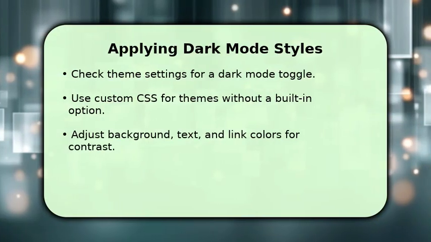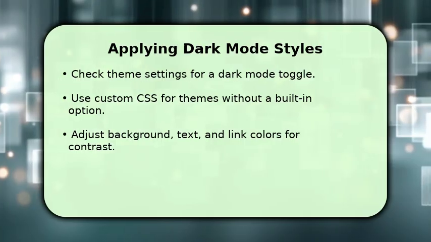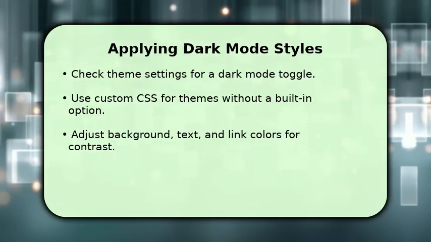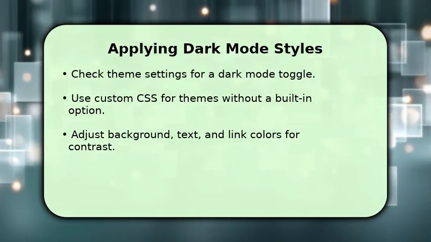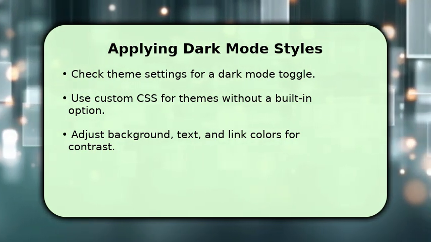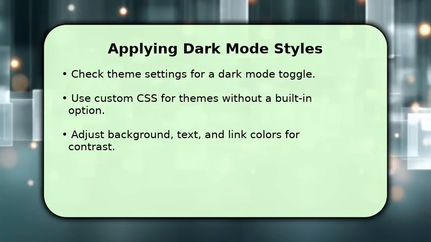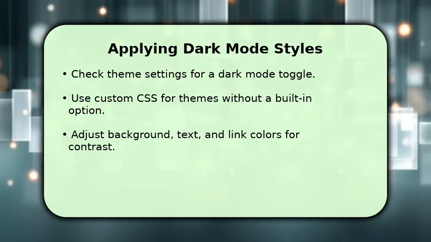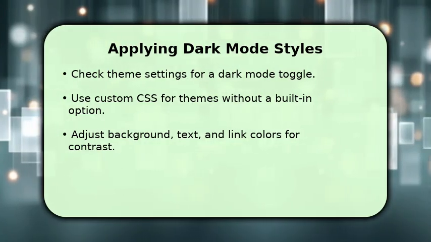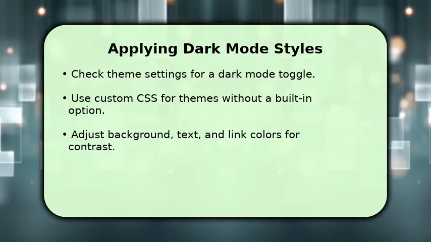Once in the theme editor, look for options related to color schemes or a specific dark mode toggle within your theme settings. Some modern themes include this feature directly. If your theme doesn't, you'll need to add custom CSS. Navigate to the theme settings or custom CSS section and input code to change background colors to dark shades and text colors to light ones, ensuring good contrast.